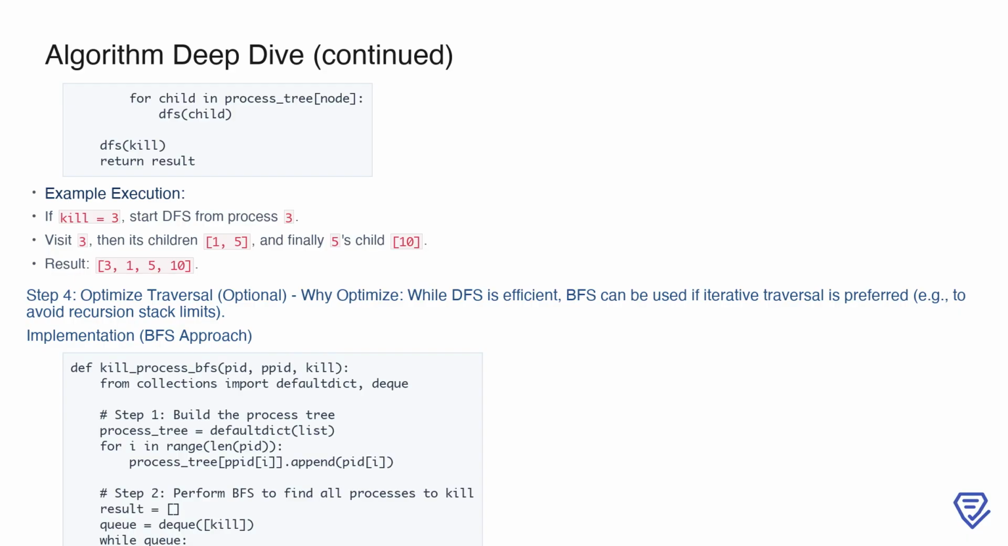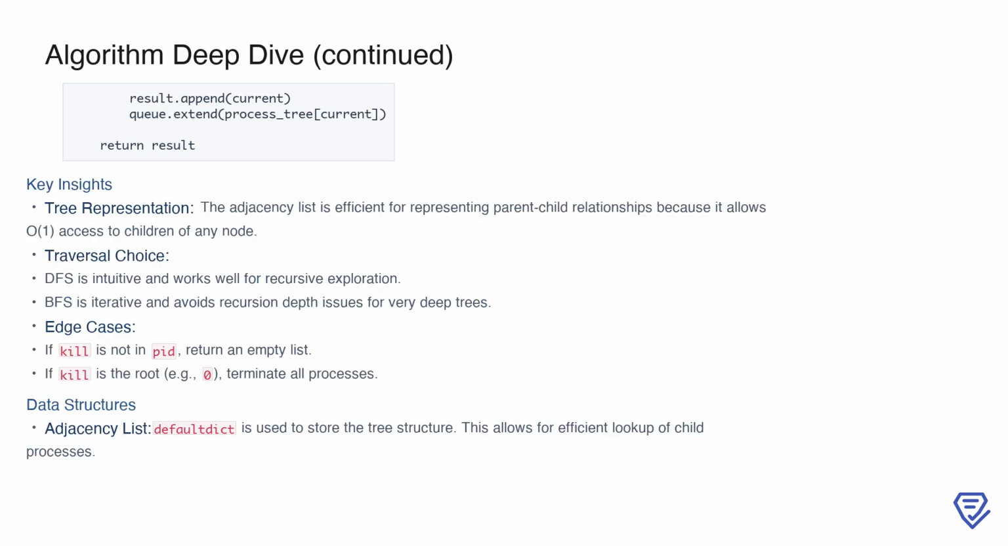The BFS implementation begins similarly by building the process_tree and initializing a queue with the kill node. In the BFS implementation, the queue is used to manage the nodes to be explored. Starting with the kill process in the queue, we repeatedly dequeue a process, add it to the result list, and enqueue all its children from the adjacency list. This continues until the queue is empty, ensuring that all processes in the subtree are visited.